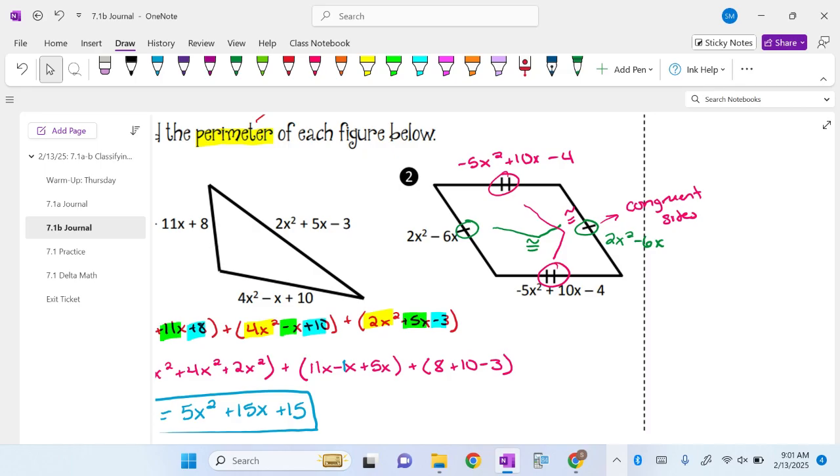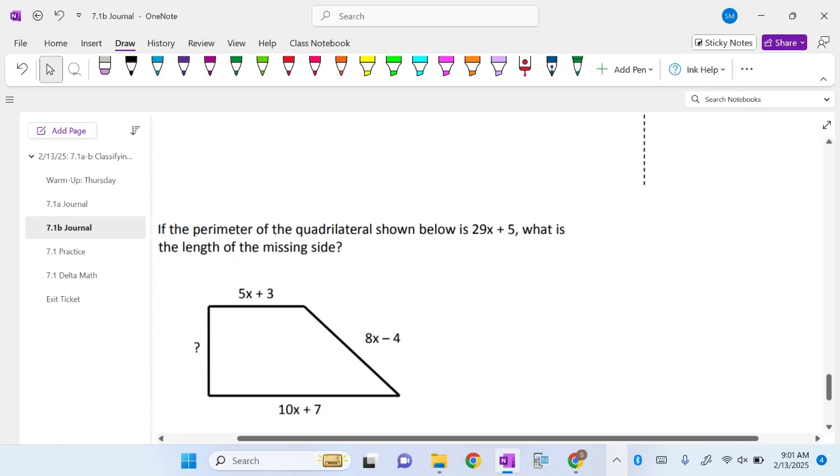So again, tick marks right here being congruent sides. And then you match the tick marks to know which sides are the congruent ones. So if it has one tick mark, these sides are congruent. 2 tick marks, these 2 sides are congruent. All right. Last part, and then we're done.